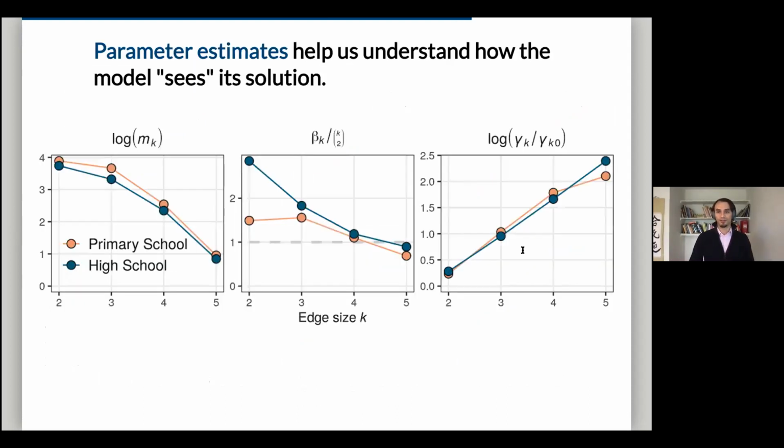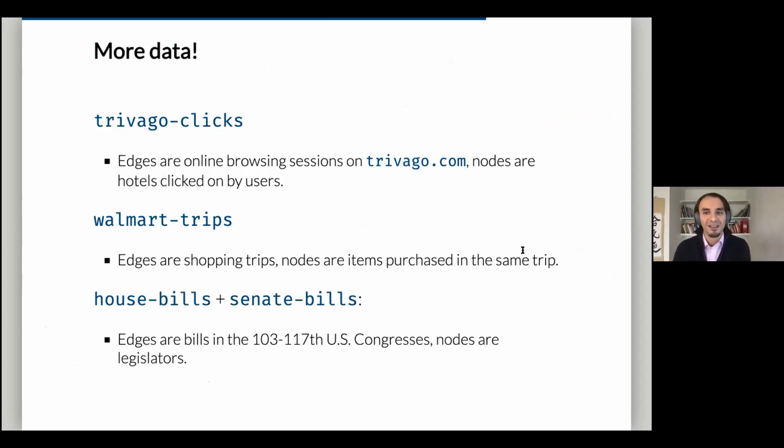I'm going to skip this slide actually in the interest of time. So I want to show you a few more data sets as well. So that was a relatively small instance, the primary school and high school data sets. Those are a couple hundred nodes each. We have a few other instances that we tried as well.